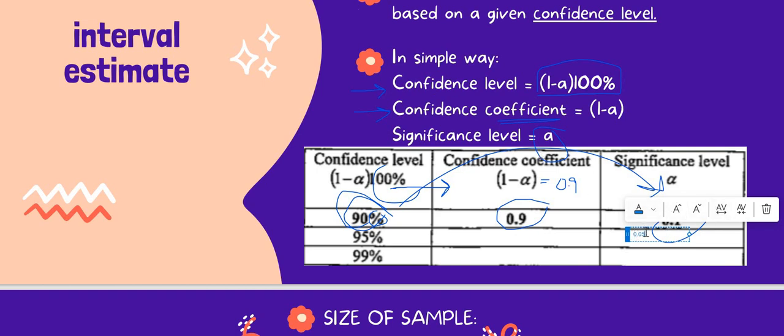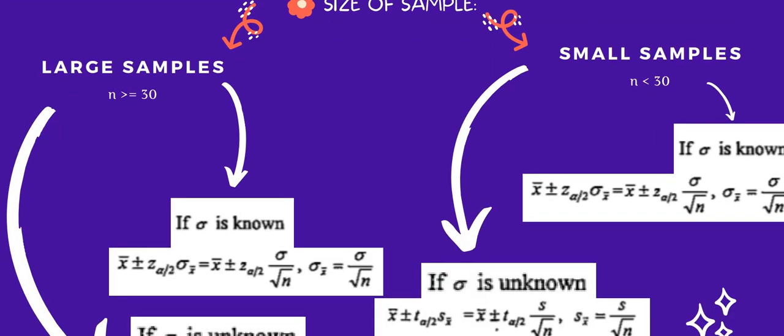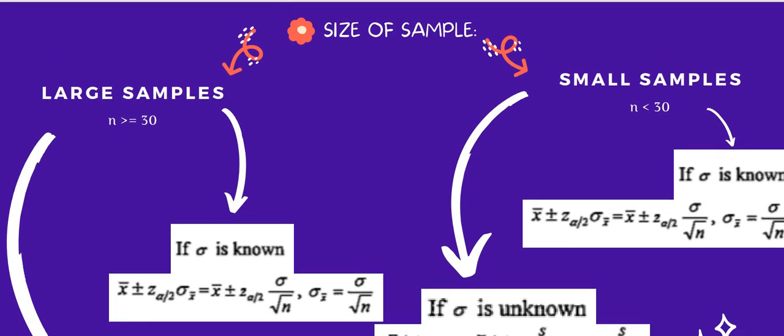So small. I hope you can see that, 0.05. And how about the 99%? 99% divided by 100 is 0.99, and then 1 minus 0.99 will be 0.01. So that's the way we find the alpha, or A. This is still under interval estimation.